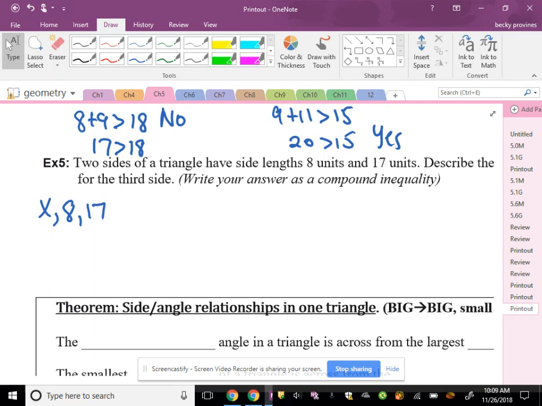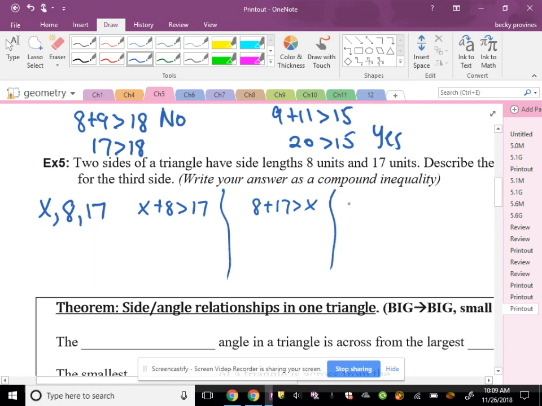So we're going to first say, well, if I have x and 8, it could be greater than 17. Now let's kind of scramble these up a little bit. If I have 8 and 17, it could be greater than x. And let's do one more combination. 17 and x could be greater than 8. Now, one of these combinations is going to produce a negative answer. So we know that one can't work, because the side of a triangle can't be negative. We all know that. So let's solve for x.